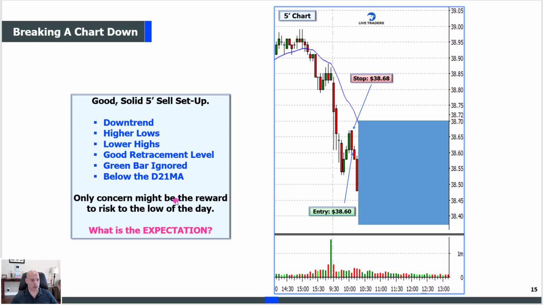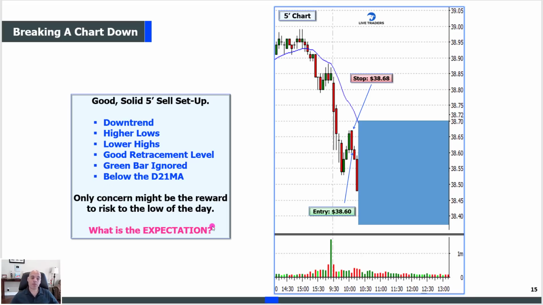The only concern here really is possibly the risk to reward. It does not have a great risk to reward, about 7 cents to the low of the day on an 8 or 9 cent stop. So you barely have 1-to-1 to the low of the day. That would be a bit of a concern. But the question then becomes, does the goodness outweigh the concern?